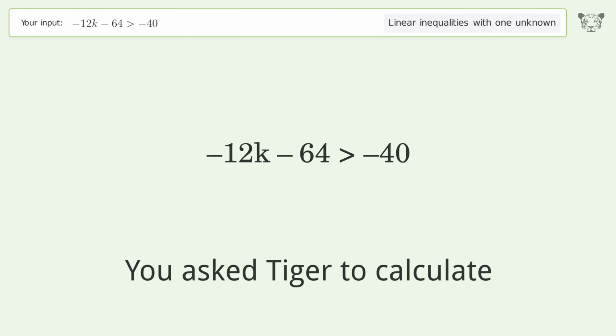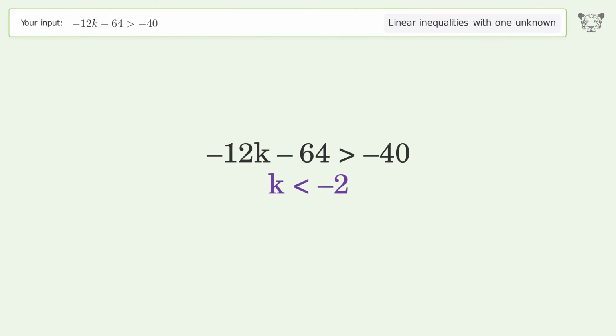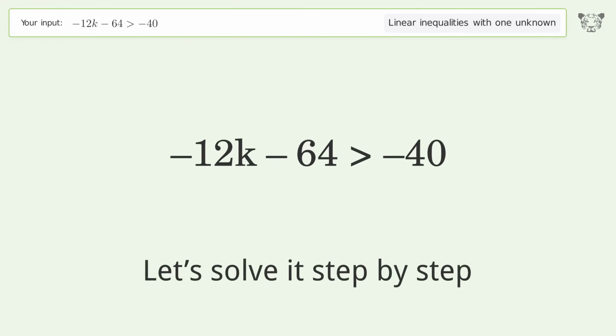You ask Tiger to calculate. This deals with linear inequalities with one unknown. The final result is k smaller than -2. Let's solve it step by step.